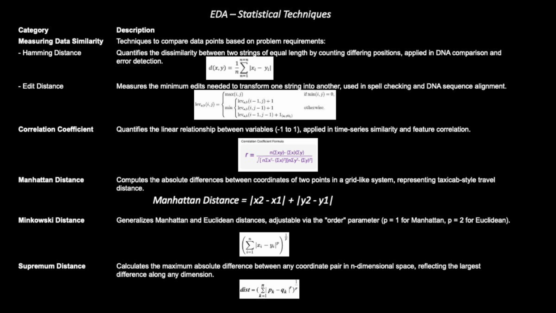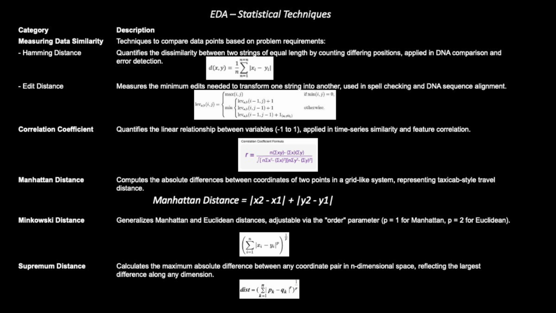Correlation coefficient measures the linear relationship between two variables. It ranges from -1 to 1, where -1 indicates a strong negative correlation, 1 indicates a strong positive correlation, and 0 indicates no correlation. Correlation coefficient is often used to measure similarity between time series data or feature correlation in feature selection.